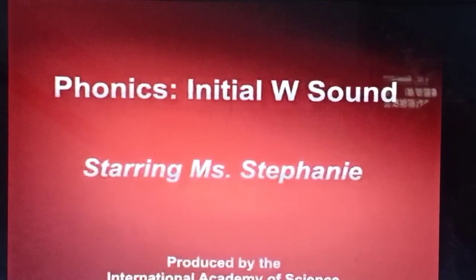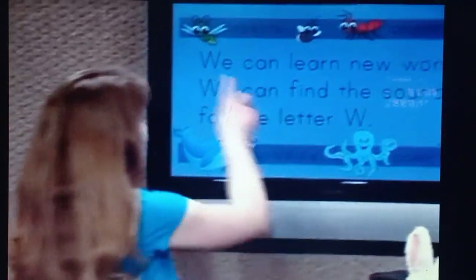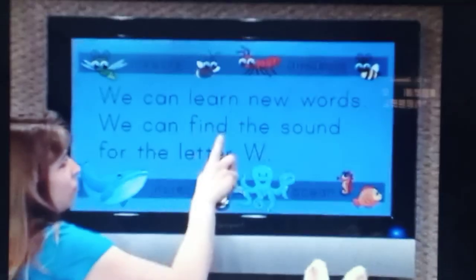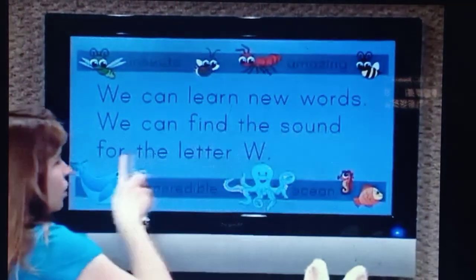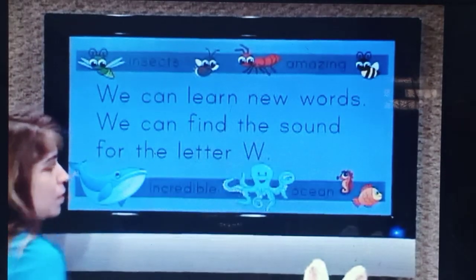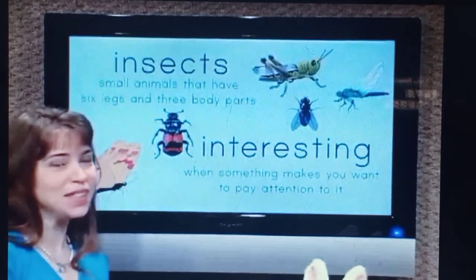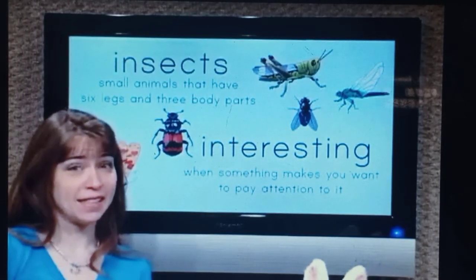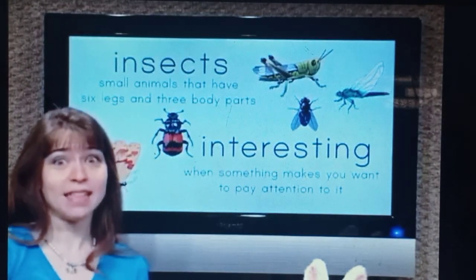Initial W sound. Let's read today. We can learn new words. We can find the sound for the letter W. Are you ready? Here goes. The first is insect. We say that word insect.